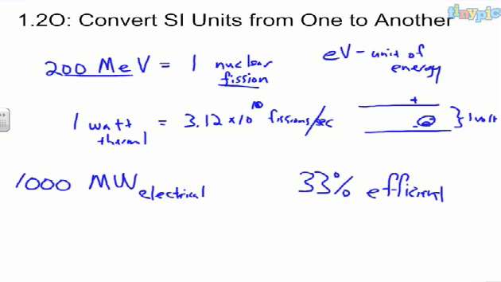So if we've got 1,000 megawatts electrical, and for every watt of thermal we have 3.12 times 10 to the 10th fissions going on per second. For this plant, let's find out, when it's up at 100% power, that's what this 1,000 megawatts electrical is, when it's up at 100% power, how many fissions are going on every second out there? So let's take a look at that.